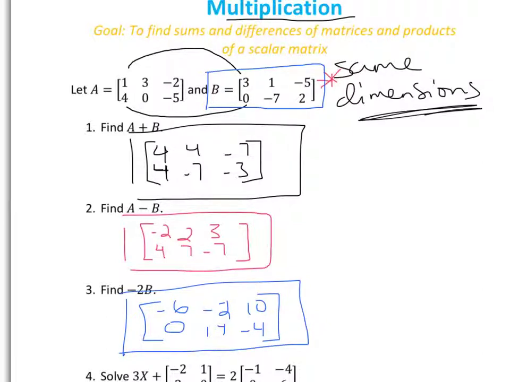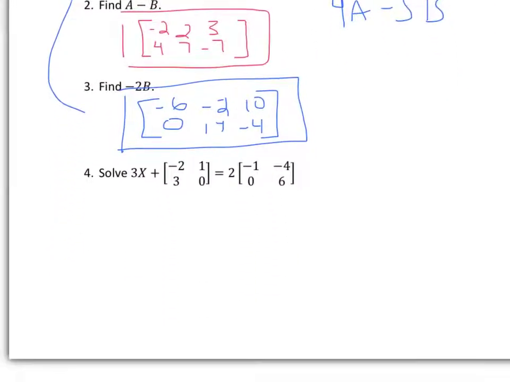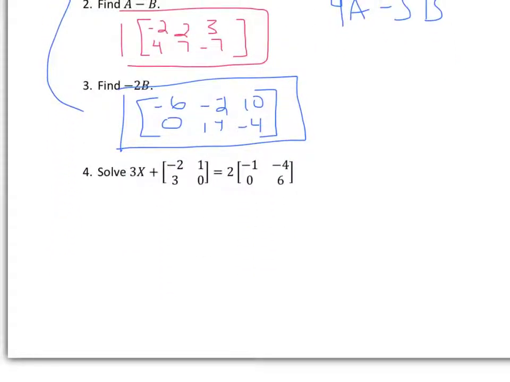Basically, the majority of the work in this section is going to be combining these together. An example problem would be like find 4A minus 3B. Then you're just going to combine them. Pretty simple stuff, though. To end this lesson, we're going to solve a little equation using matrices.